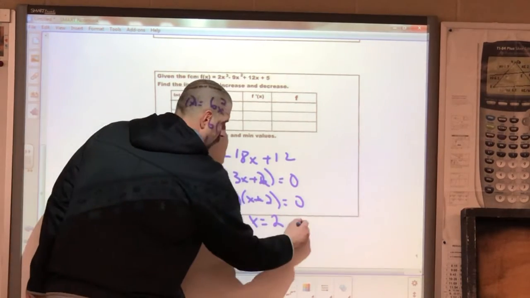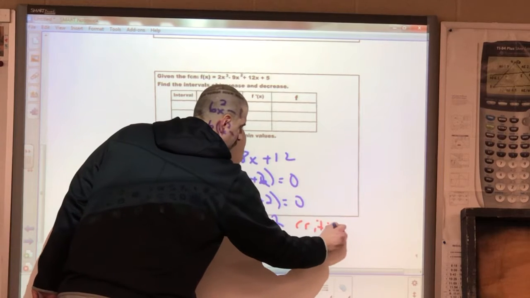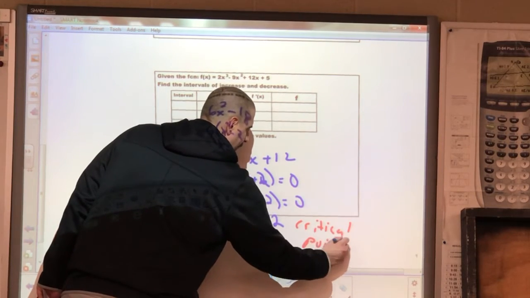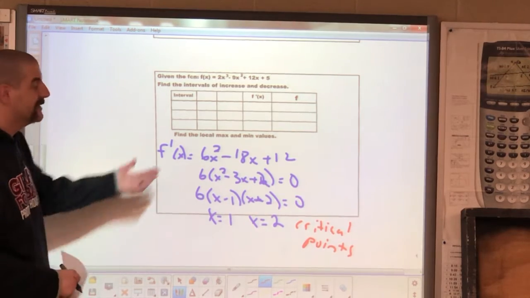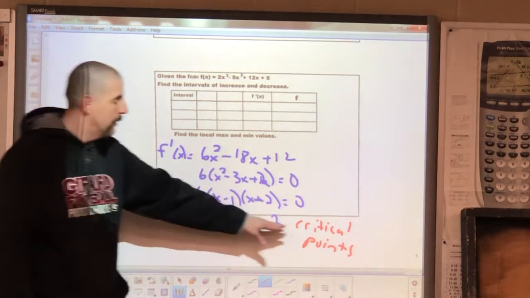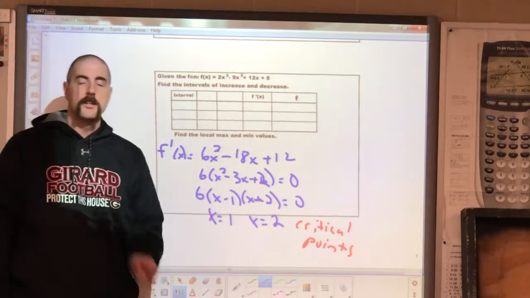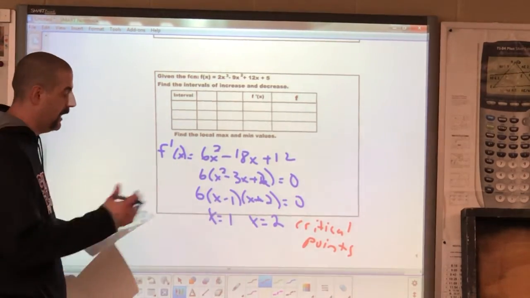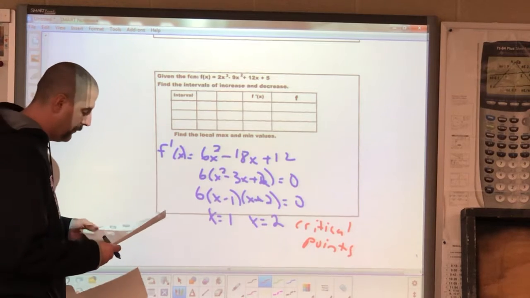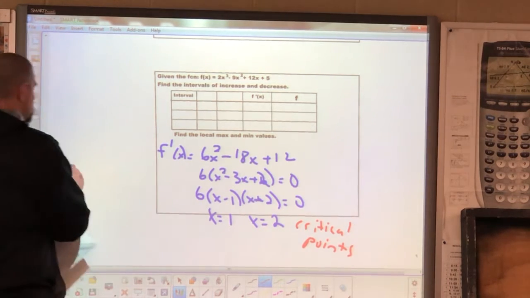These values are called critical points. Keep that in mind because on the final they may ask you for critical points. All that is, take derivatives, set it equal to 0. Those are your critical points, 1 and 2. So make sure you know that because we're going to also add inflection points coming up in the next couple slides.